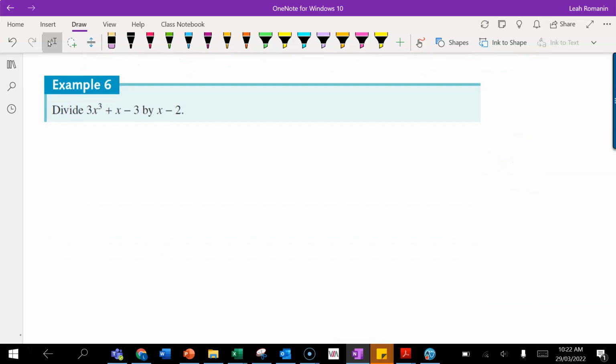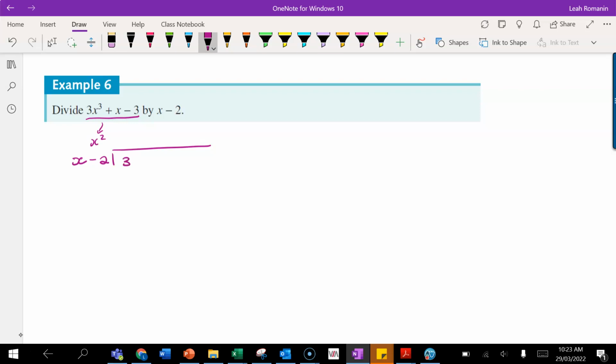Okay, let's try that again with this expression here. So same setup as last time, x minus 2 on the outside, shorthand division symbol. Okay, now on the inside this time, you'll notice that x squared is missing. Now, we can't actually write it without the x squared. We do need it there.